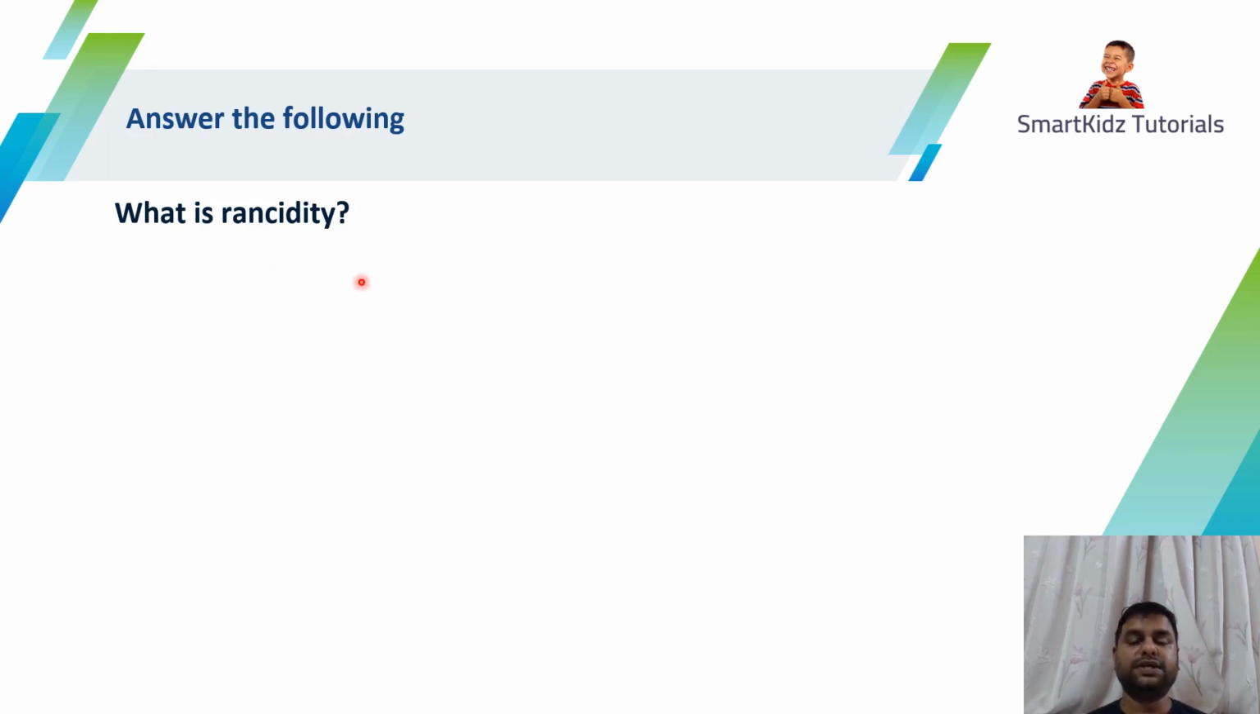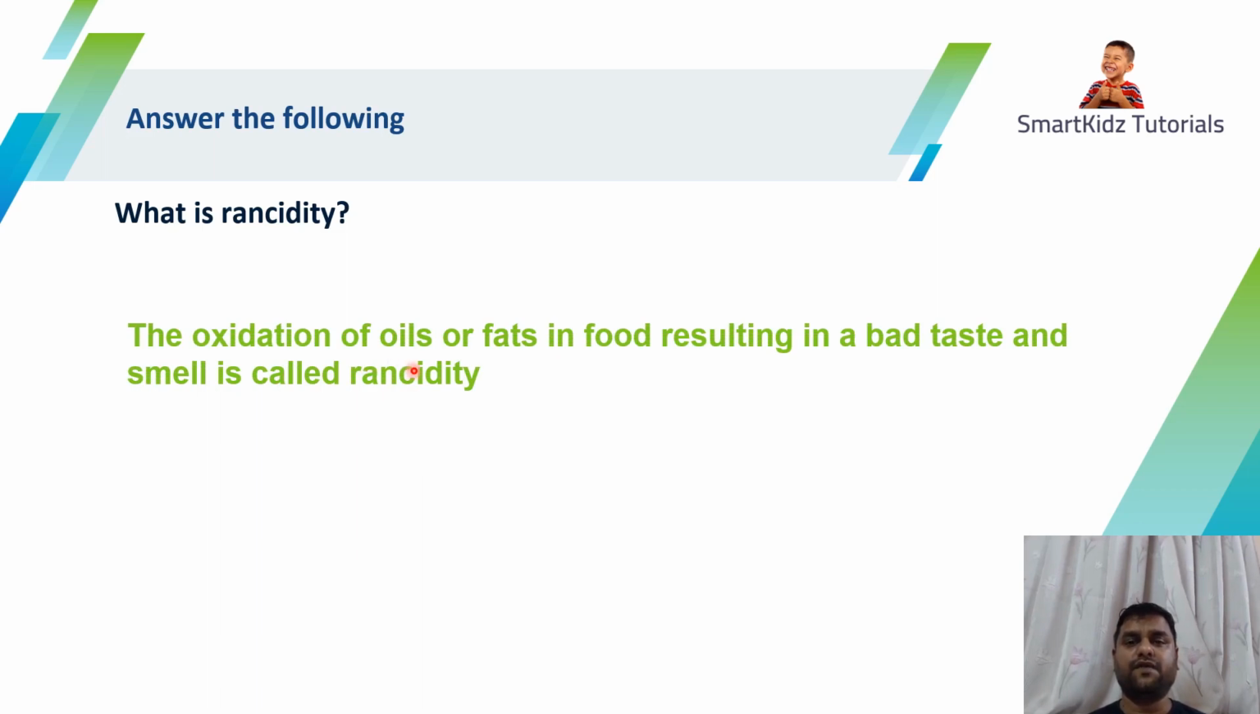What is rancidity? So this again we deal with oxidation redox reaction. The oxidation of oils or fats in food resulting in a bad taste and smell is called rancidity. So when we keep some food outside, it goes stale. It smells bad over a number of days. So this is what happens. Oxidation of the oils and fats in the food leads to a bad taste, and it also gives a foul smell as well. So that is called rancidity.